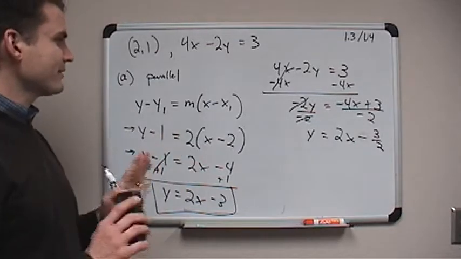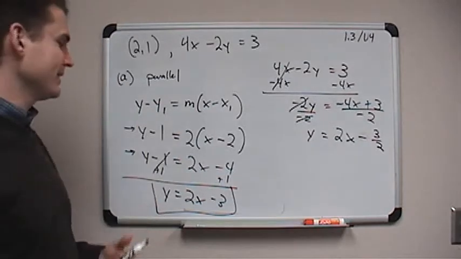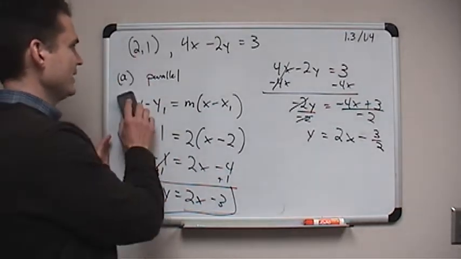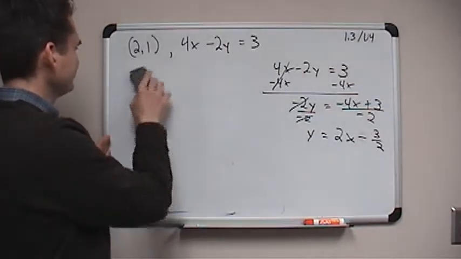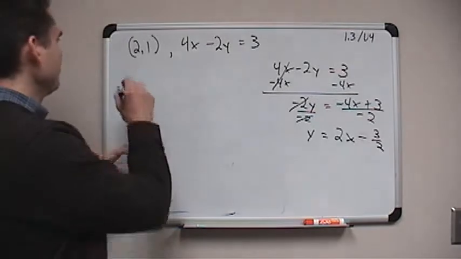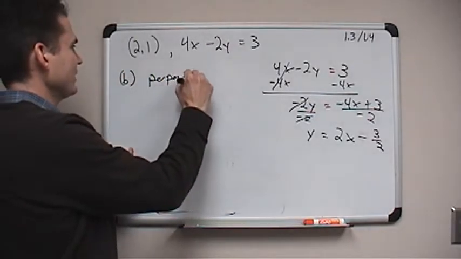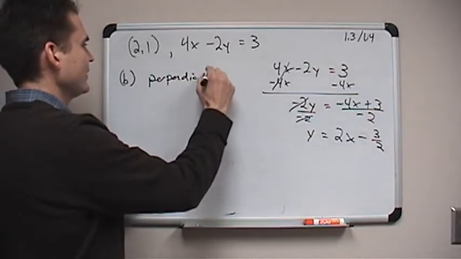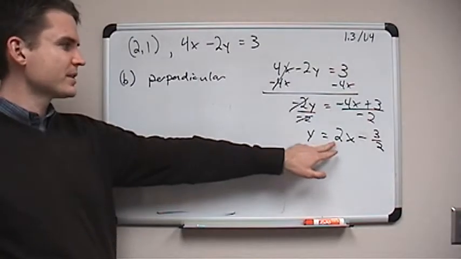Part B is a very similar problem, but asks us to find the line perpendicular to the one we started with, containing this point. Let's erase this and go to part B. Remember now, it's perpendicular. The slope of our original line was 2.